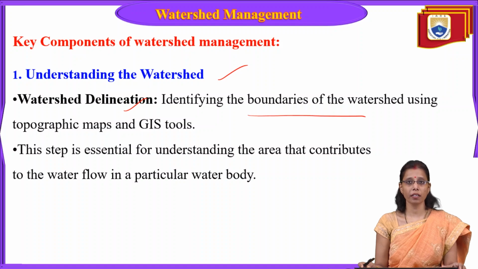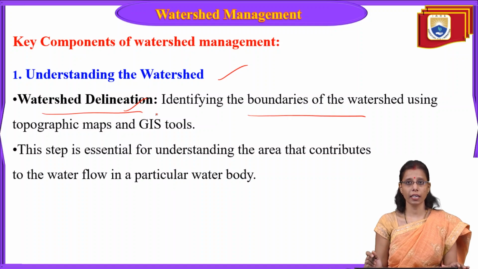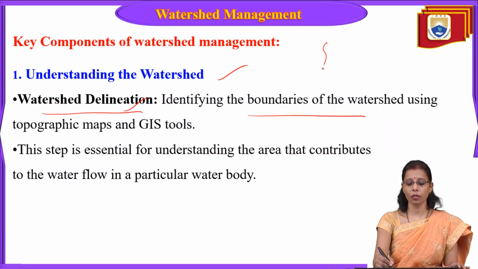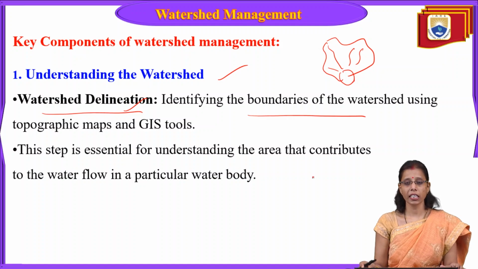So how do we understand the watershed? The first step is watershed delineation. What is watershed delineation? You have to identify the boundary, from where the streams are coming and joining to a common outlet, using topographic maps and GIS tools. This step is essential for understanding the area that contributes water to the particular water body.